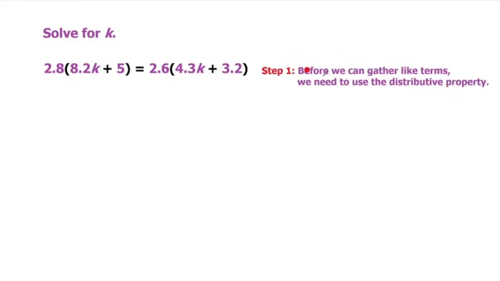Okay, so before we can gather like terms, we need to use the distributive property. So what we're going to do is multiply this decimal into each of these terms. And same thing on this side, okay? So we're going to first do this one, then this one, first this one, and then this one.